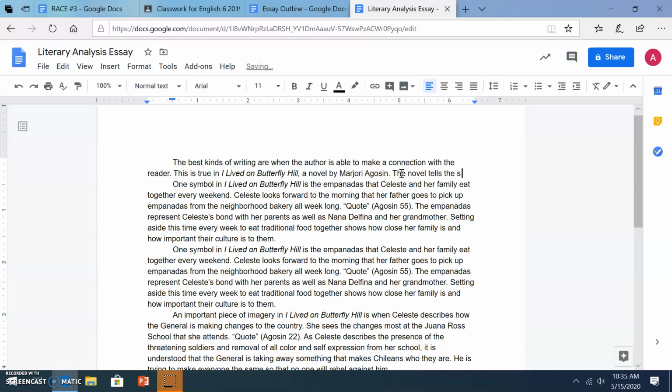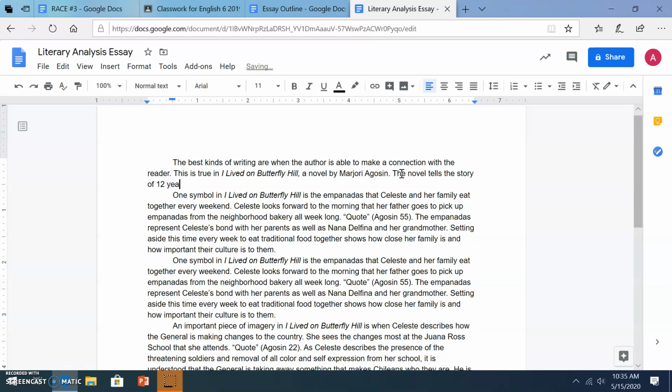The novel tells the story of 12-year-old Celeste and her experience as a refugee during the Chilean coup in the 1970s. Okay, so remember the summary needs to be brief. You're not giving a whole ton of details about what the story is about, just a one-sentence explanation of the overall story. The novel tells the story of 12-year-old Celeste and her experience as a refugee during the Chilean coup in the 1970s.